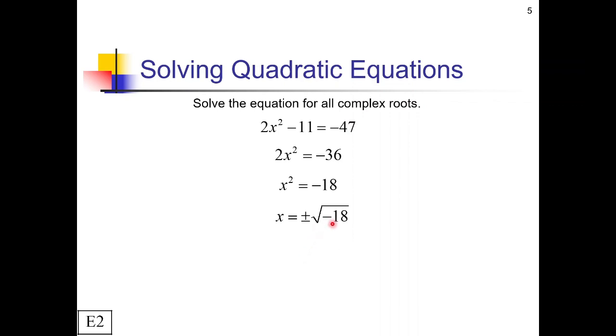So first thing to do here, again, if you have a negative, take out the i right away. So plus or minus i radical 18. And then 18, we can split that up into 9 and 2. Square rooting that 9, we end up with plus or minus 3i radical 2.